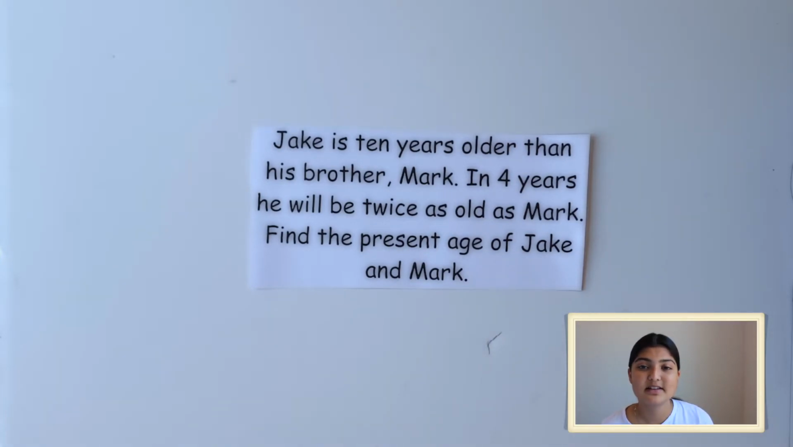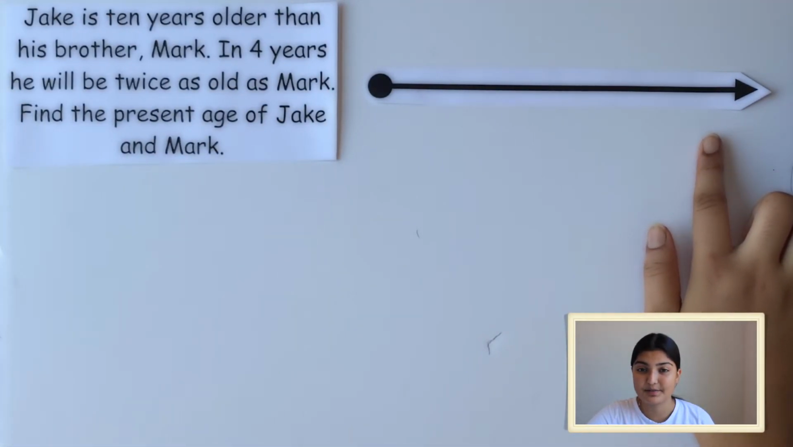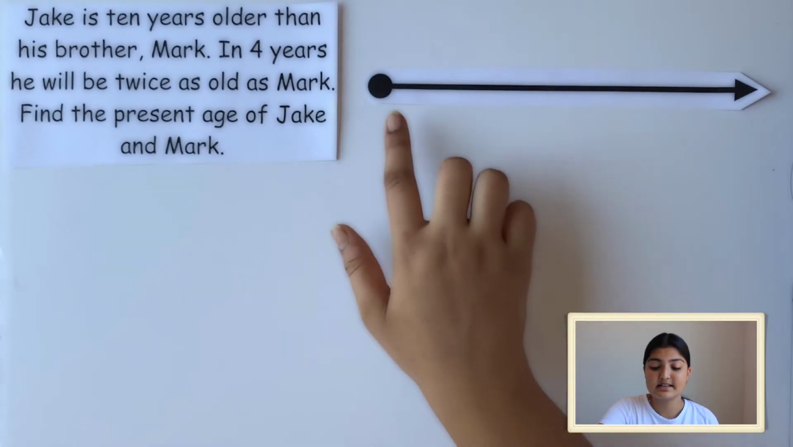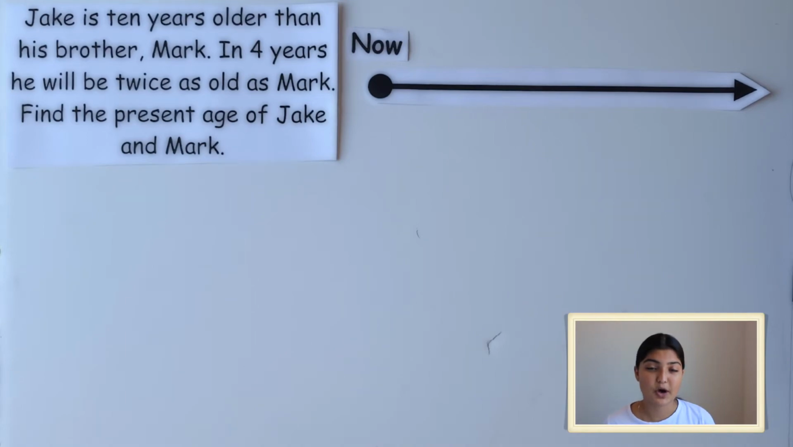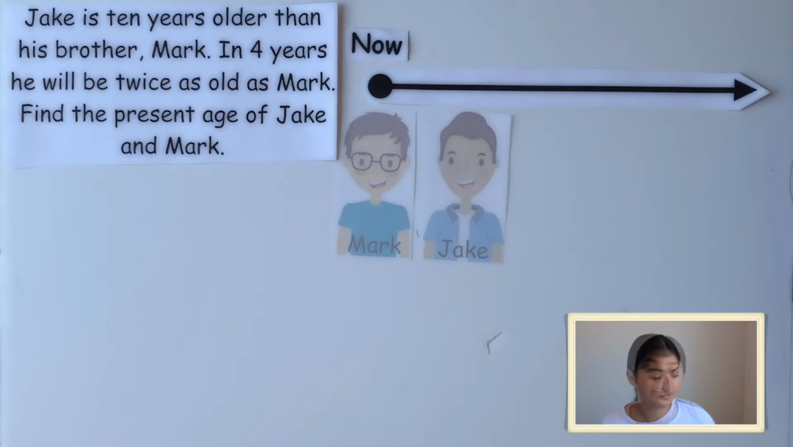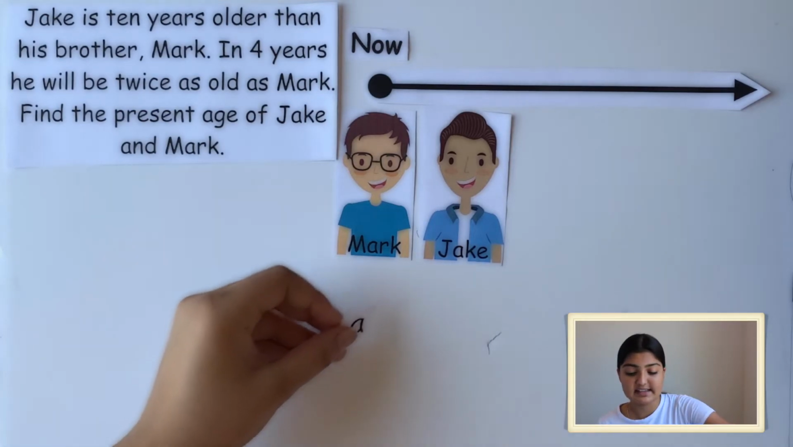Just like before, let's put this on a timeline. Here is our timeline. Let's say that this point at the start of our timeline is the time now. So, how old are Jake and Mark now? Well, that is what the question is asking. So, let's assume Mark and Jake's age by using a variable. Let's assume Mark's age as A.